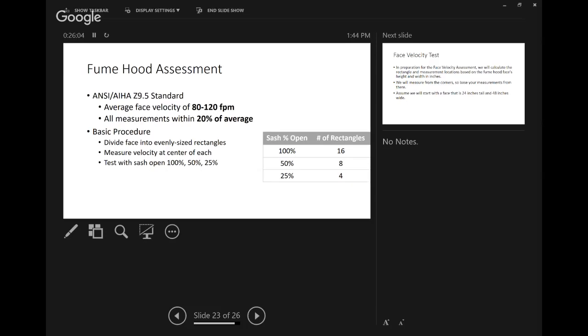So the basic procedure is we need to divide the face of the fume hood into quadrants or rectangles. We have to measure the velocity at the center of each of those quadrants or rectangles. And then we test with the sash open to 100%, 50% and 25%.